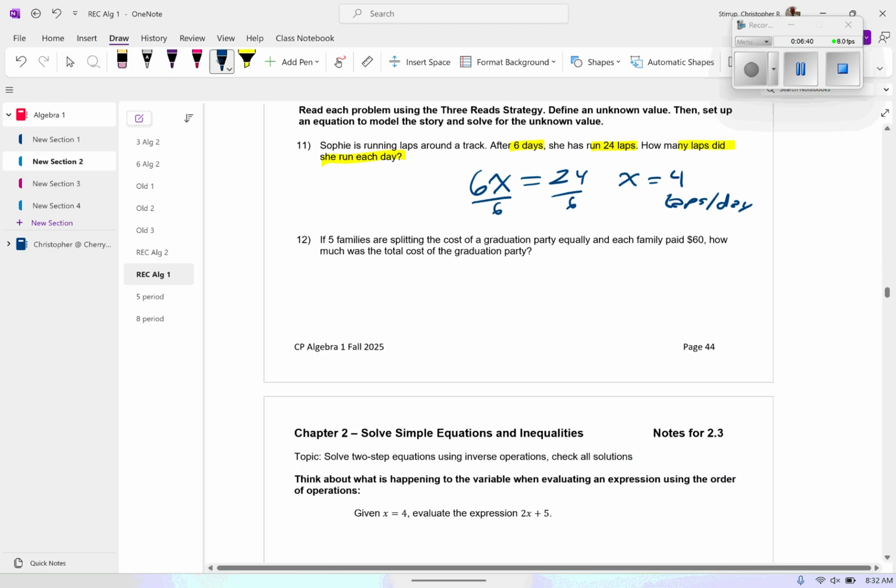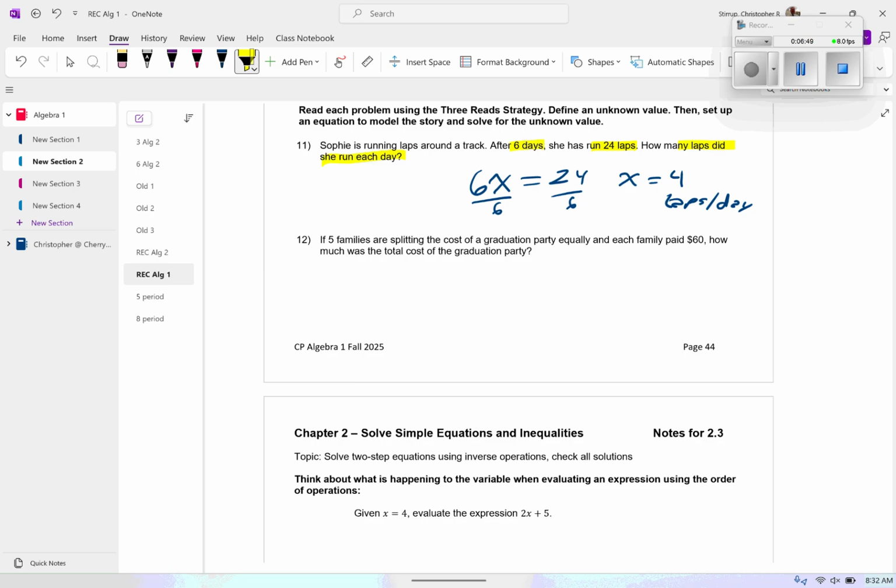Number 12. Let's go ahead and read it first. We'll highlight what's important. If 5 families are splitting the cost of a graduation party equally, and each family paid $60, how much was the total graduation? So you have 5 families that are going to pay equal amounts of $60. So they're paying the same equal amount of $60. How much was the party?